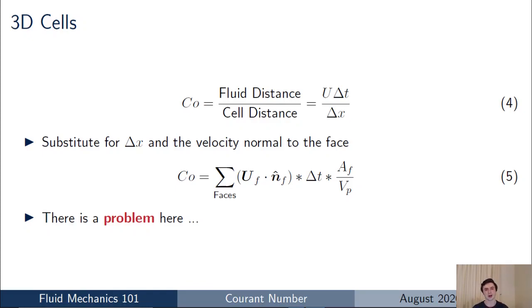And at a first glance, it might look like we've solved the problem. It might look like we've come up with a general method of specifying the current number for arbitrarily shaped cells. However, if we actually look a bit closer at equation 5, we can see that we have a problem here and we need to do something a bit better before we can specify the current number for arbitrarily shaped cells. So what is the problem?